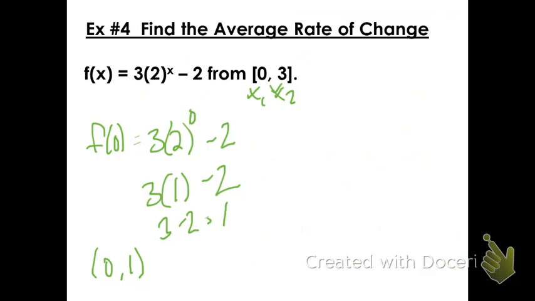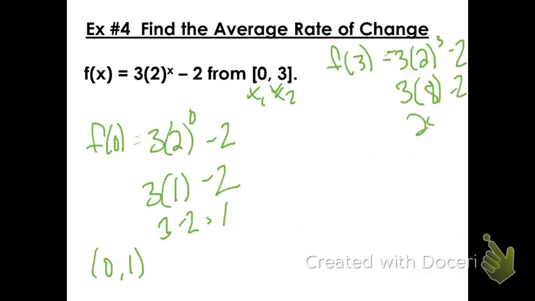All right. Next one we have is f of 3 equals 3 times 2 to the third power minus 2. 2 to the third power is 2 times 2 times 2. That gives me 8. 8 times 3 gives me 24. 24 minus 2 gives you 22. So, next point is 3 and 22.